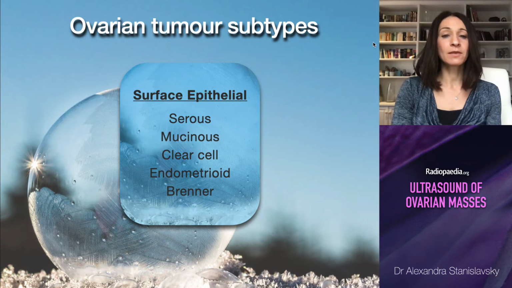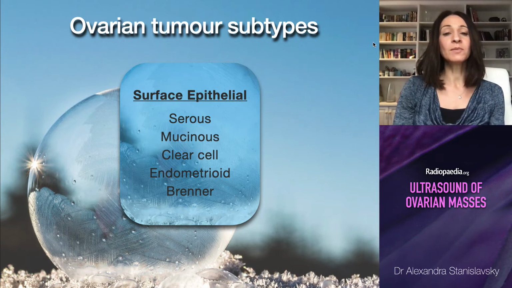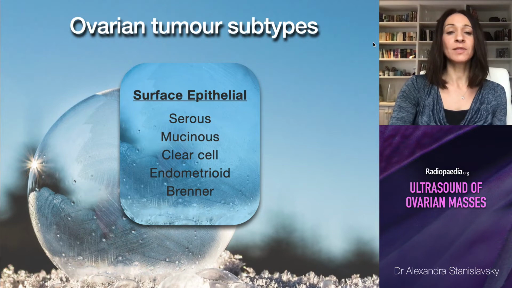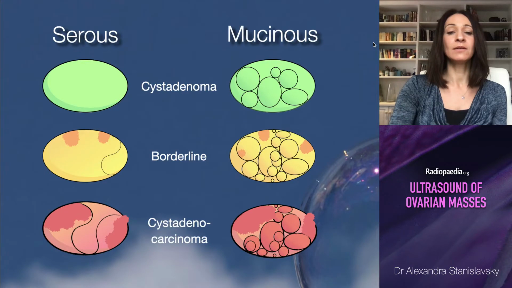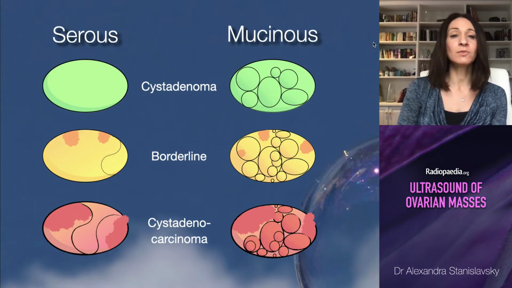So surface epithelial tumours, serous and mucinous. Serous particularly is the most common, followed by mucinous. Both serous and mucinous have 3 subtypes. So the cystadenoma, the borderline, and the cystadenocarcinoma. So just a little reminder. So serous and mucinous.